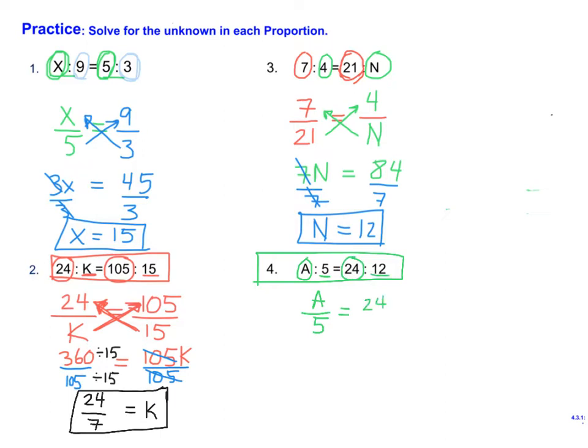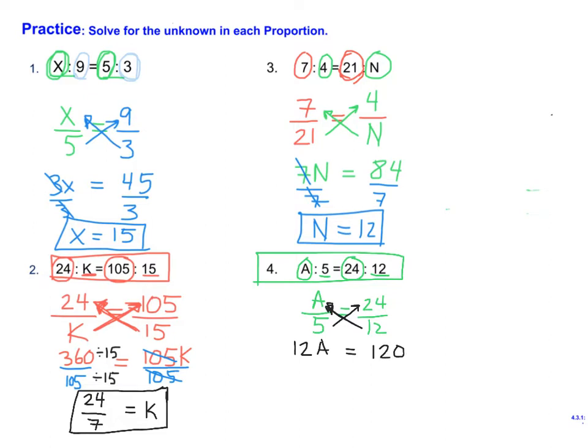24 over 12. Okay? And then obviously doing your cross multiplying, I'm going to do 5 times 24 on that side, 12 times a on this side. So when I actually do the 12 times a to the other side, to the left side, I end up with 12a. And when I do 5 times 24, I end up with 120.